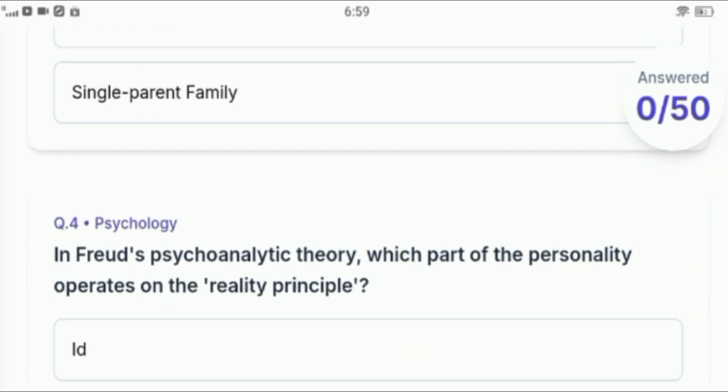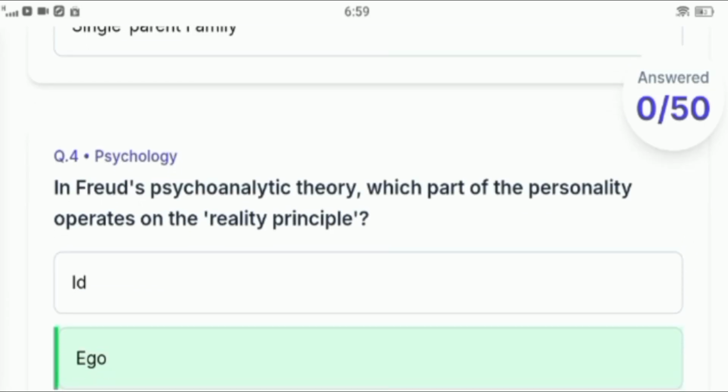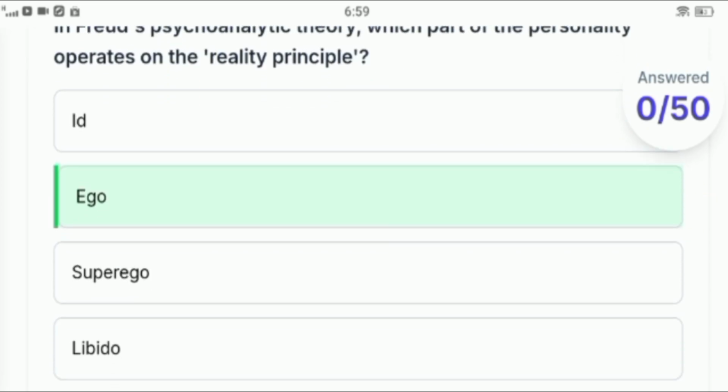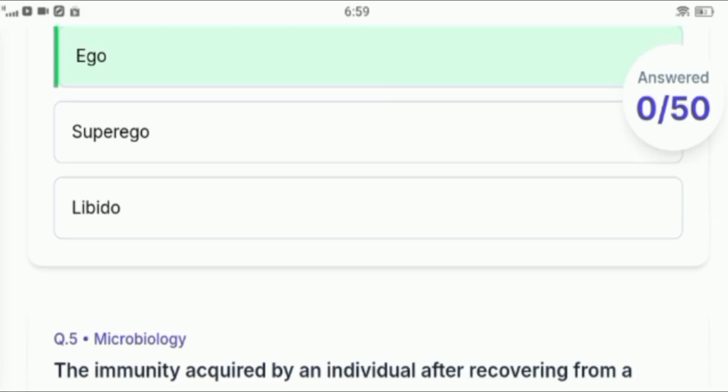Number 4, psychology. In Freud's psychoanalytic theory, which part of the personality operates on the reality principle? Option A, id, B, ego, C, superego, and D, libido. So the correct answer is the ego.